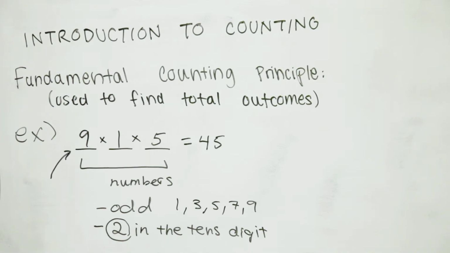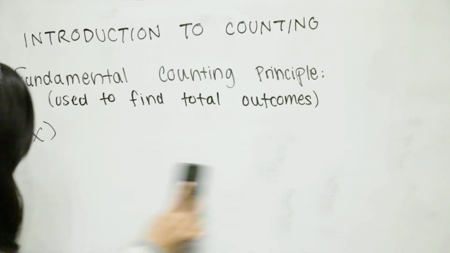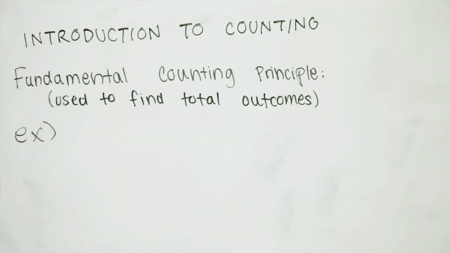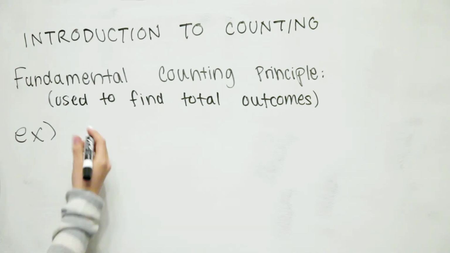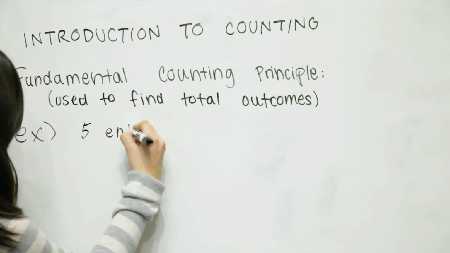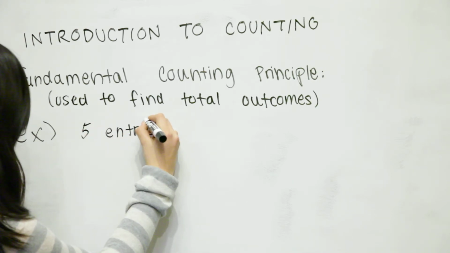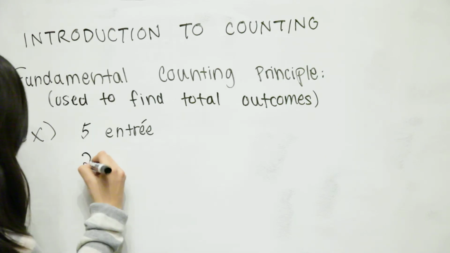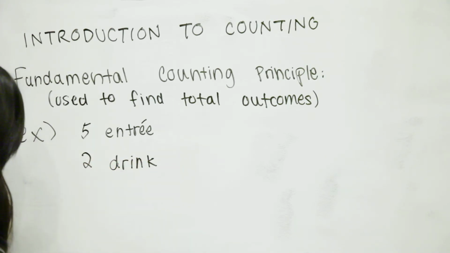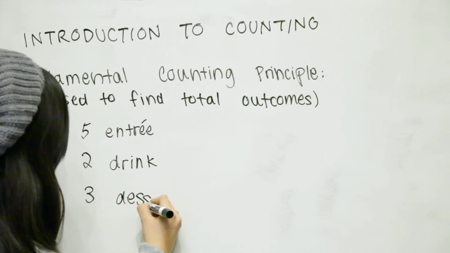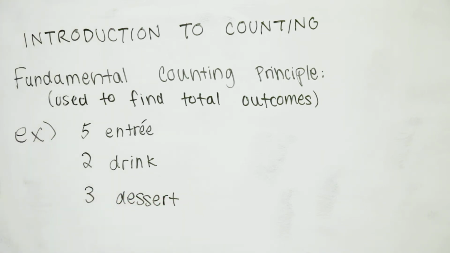As a final example, this is going into something that maybe is not as related to numbers. Say you're in the cafeteria and you notice that there are 5 entree choices and there are 2 drink choices and 3 dessert choices. So you think to yourself, how many possibilities are there for a unique meal?